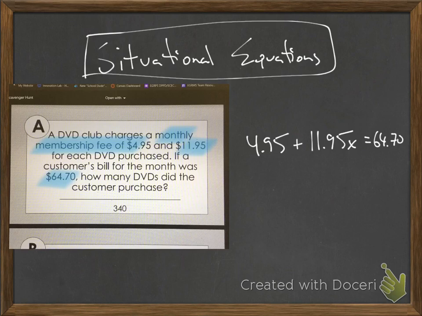So again, I like to retell the situation. Here's my monthly one-time fee. Here's my price per DVD. And here's my total. Now I've just got a two-step equation to solve. So I'm going to subtract my $4.95 from both sides, which makes sense.